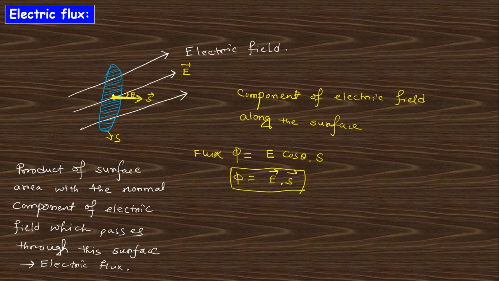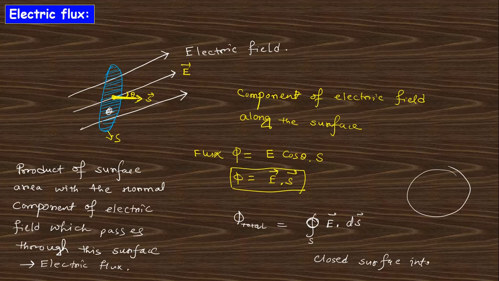If you consider a small area ds, then you can write the total flux as E dot ds. If the area is closed, then you can write this as a closed integration. This is for closed surface integration, right?